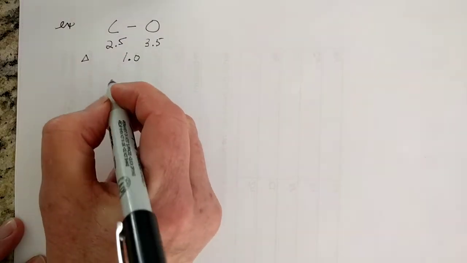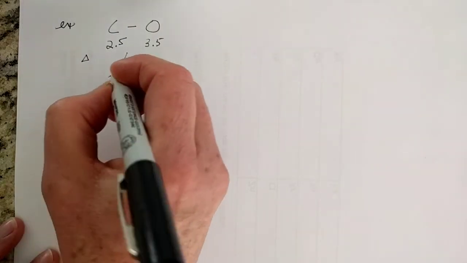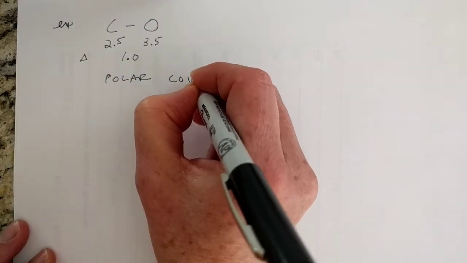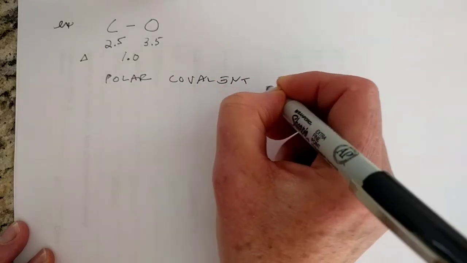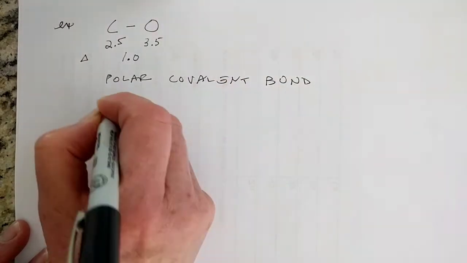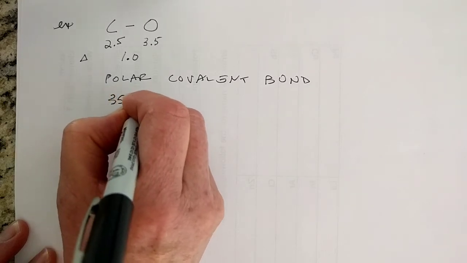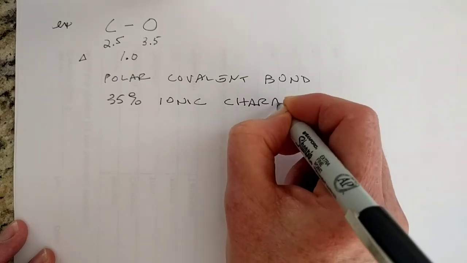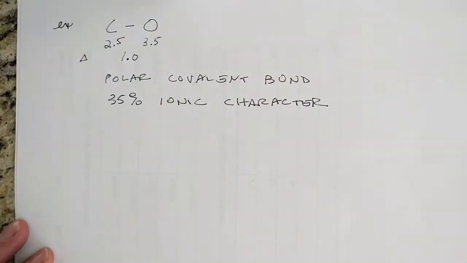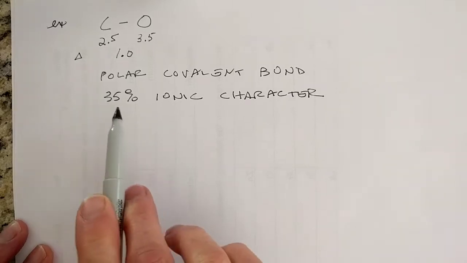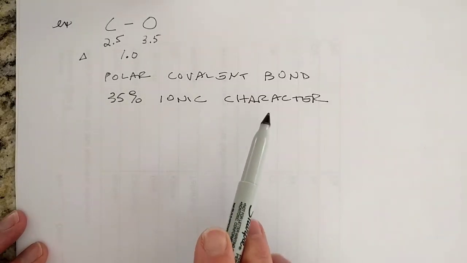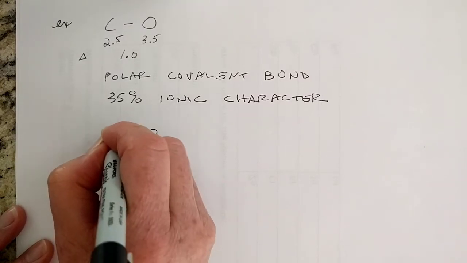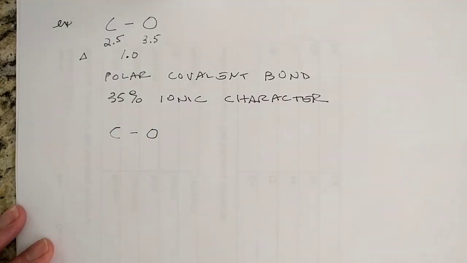Okay, so this tells us that we have a polar covalent bond and about 35% ionic character. So now, because we have a polar covalent bond, we're going to put a delta plus and delta minus on top of the appropriate atom.